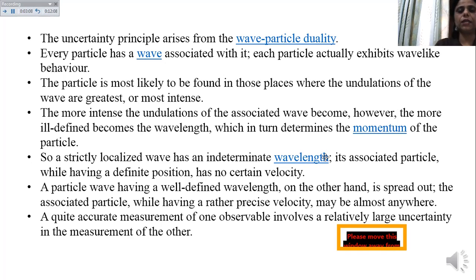अगर एक पार्टिकल की वेवलेंथ exactly defined है, it means it can easily be spread, it has its periodic nature, but it can have any velocity at any time. A quite accurate measurement of one observable involves a relatively large uncertainty in the measurement of the other. एक चीज मेजर होती है, उसमें जितनी ज्यादा एक्यूरेसी, the more uncertain is the measurement of the other thing.